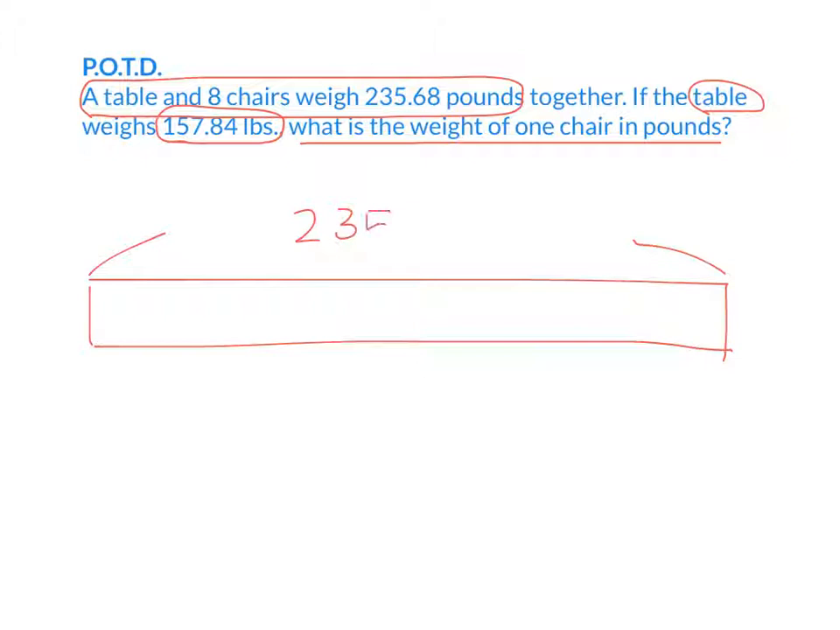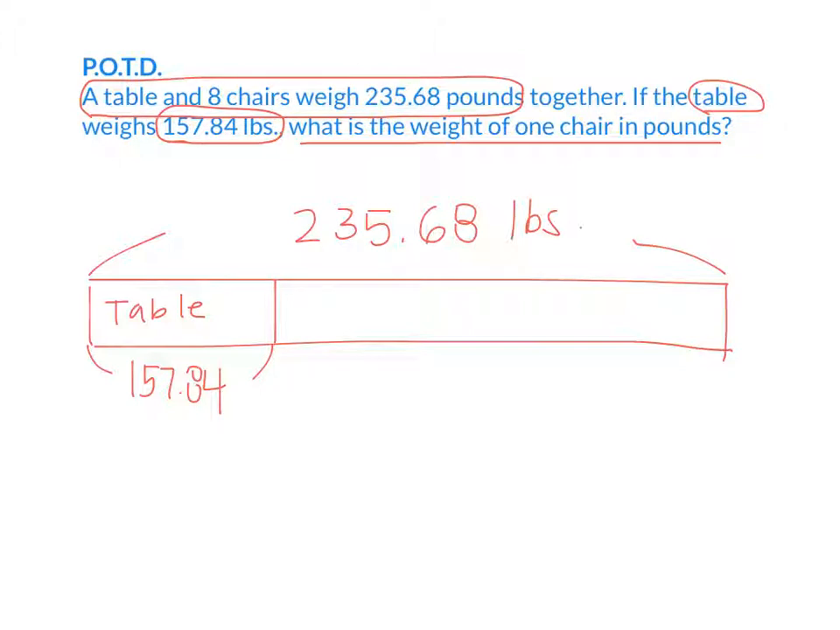So if we're going to draw a tape diagram, how much does everything weigh all together? 235.68. Good. So what you're going to do is start off by drawing your tape diagram showing the total weight. You'll notice that every time we do a tape diagram, we start by showing the total of everything. Now, what weighs 235.68 pounds? There's one what? One table. Good. Do we know how much the table weighs? Yes. So let's label it. 157.84. Very good. Okay, we labeled the weight of the table.